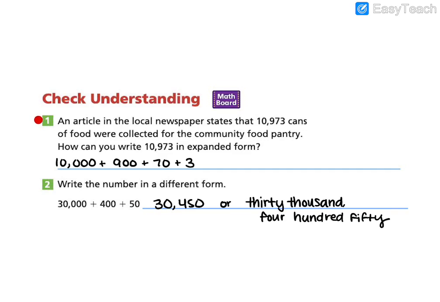So number 1 for check understanding, we have 10,000 plus 900 plus 70 plus 3. Now you're going to notice that we didn't include this digit of 0. We don't need to show that when our digit is a 0. So we don't need that plus 0 in the middle. Number 2, 30,000 plus 40 plus 50. Here it is in standard form, 30,450, and in word form, 30,450.